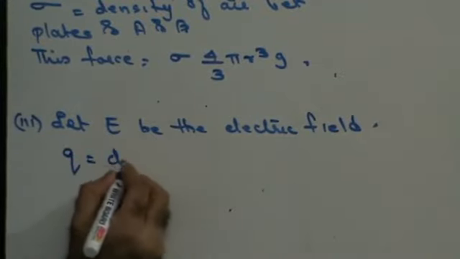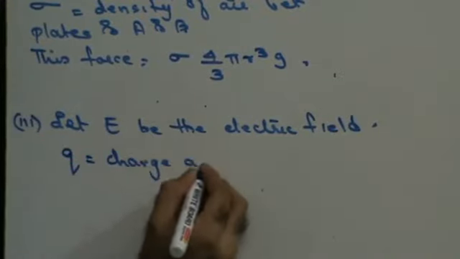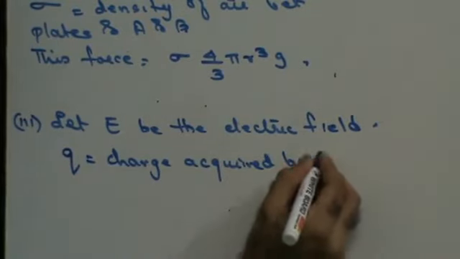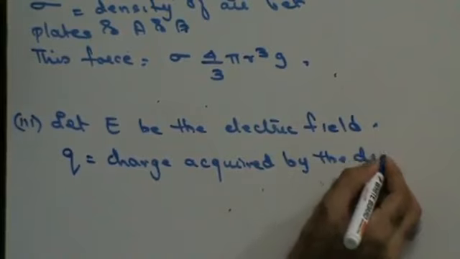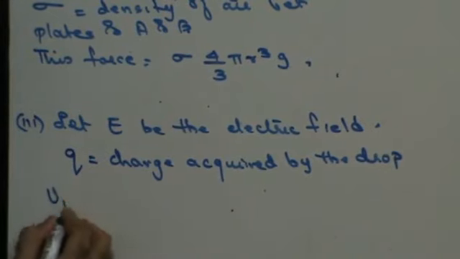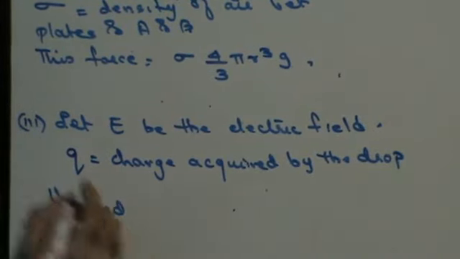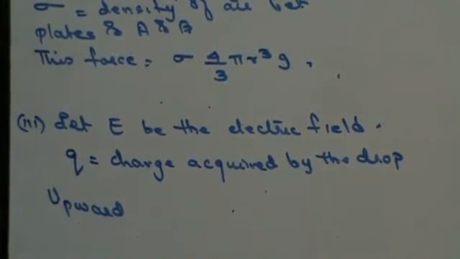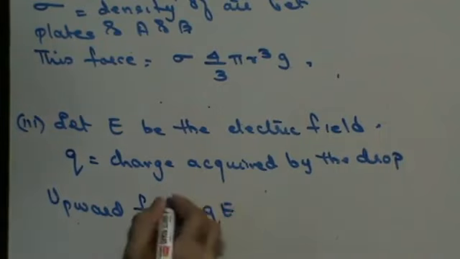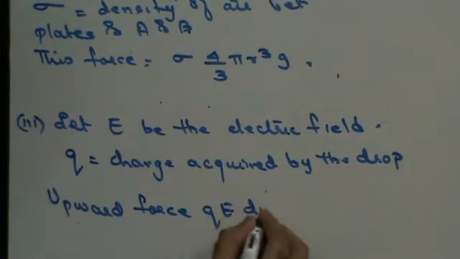Q is the charge acquired by the drop. If Q is the charge acquired by the drop, then I can say that the upward force, that is that negative plate, is going to repel that oil drop in upward direction. So the negative upward force QE is due to electric field.